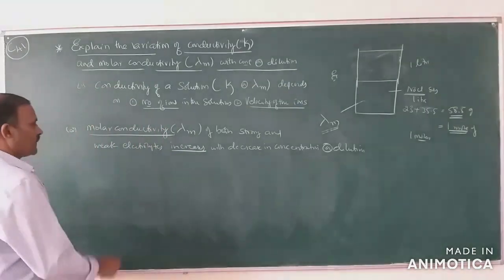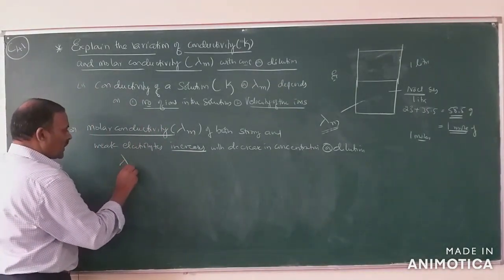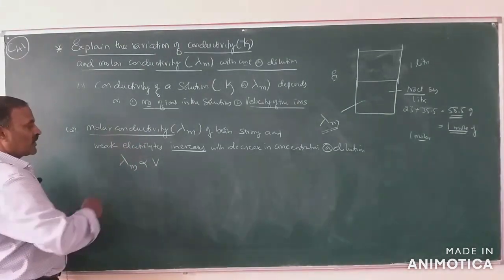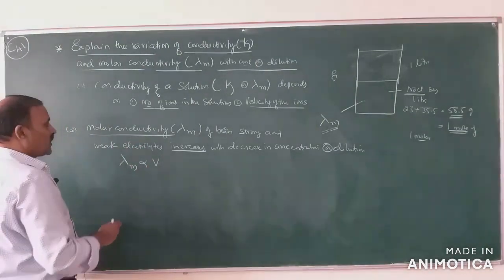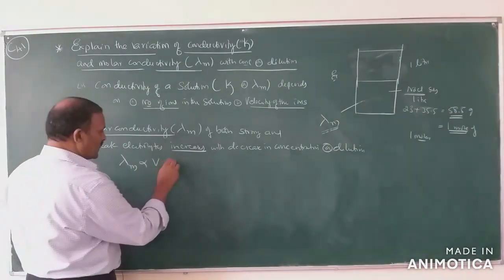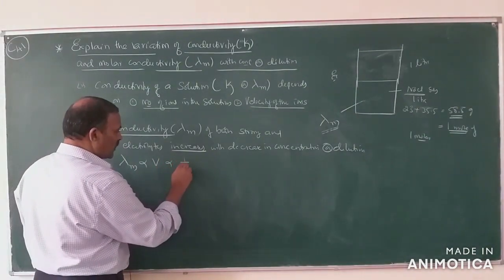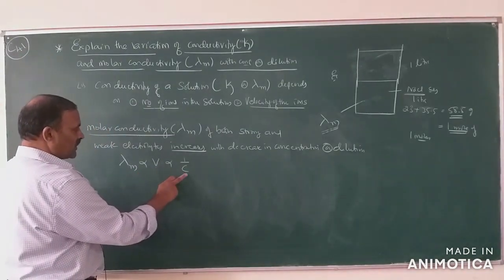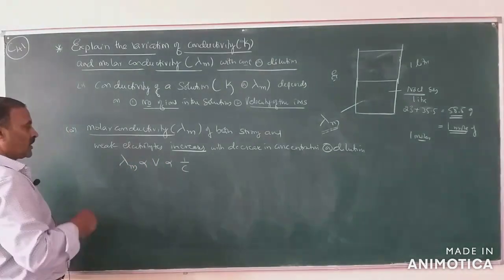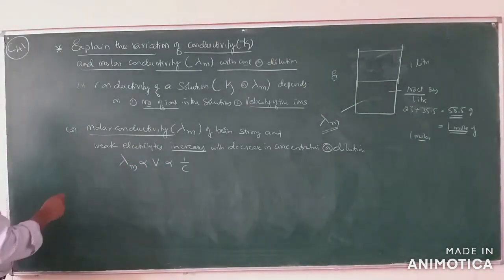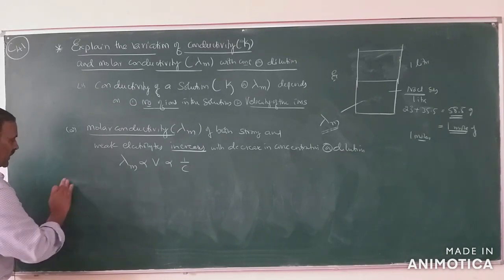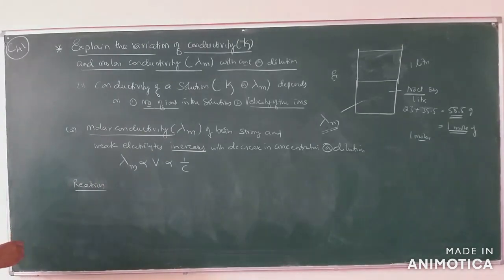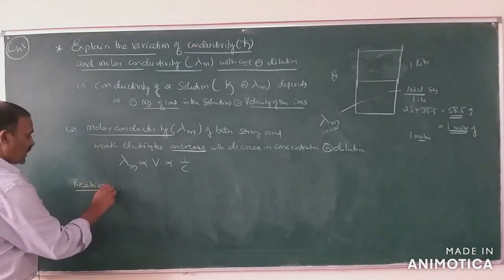This is because lambda m is directly proportional to V. If the volume of the solution is increased, molar conductivity increases, and it is inversely proportional to concentration. When volume is increased, concentration decreases and then also molar conductivity increases. So this is the reason why molar conductivity increases with dilution.